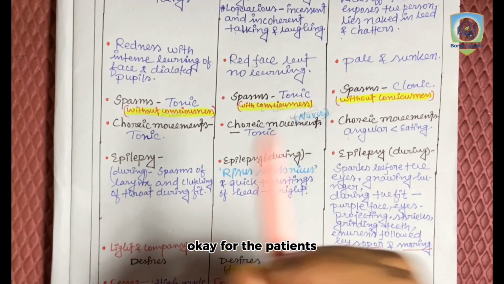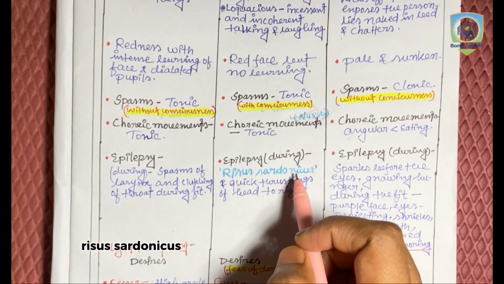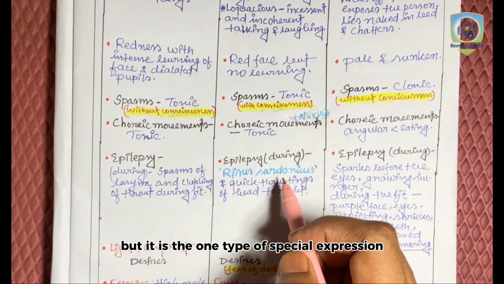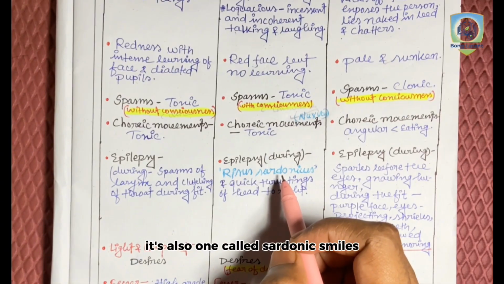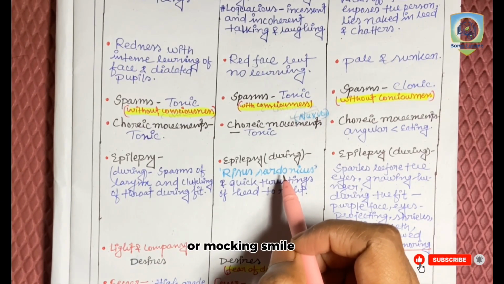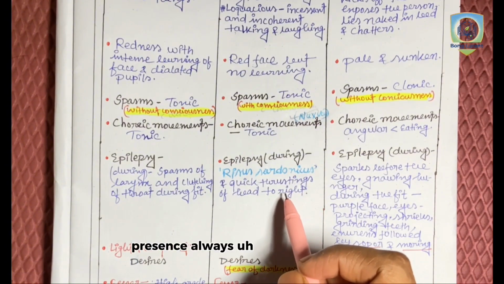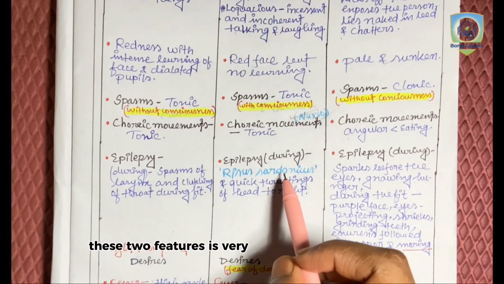In stramonium, what do patients do during epilepsy? Risus sardonicus. What do we mean by risus sardonicus? It is a type of facial expression due to the twitching of facial muscles, also called a sardonic smile or mocking smile. And also quick thrusting of the head to right. Patients always, during epilepsy, show quick thrusting of the head to right. These two features are very important for stramonium.